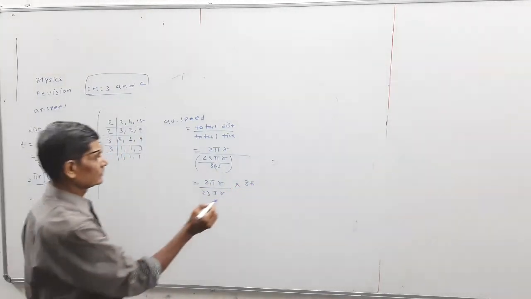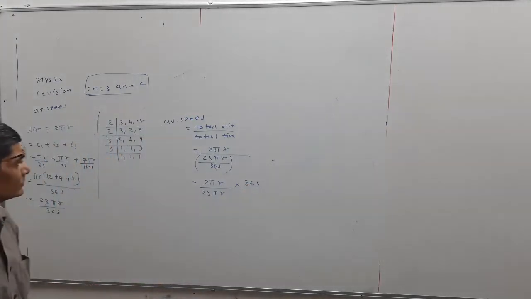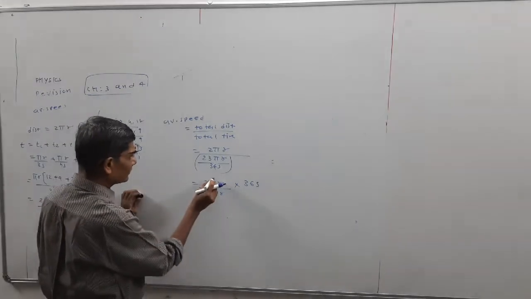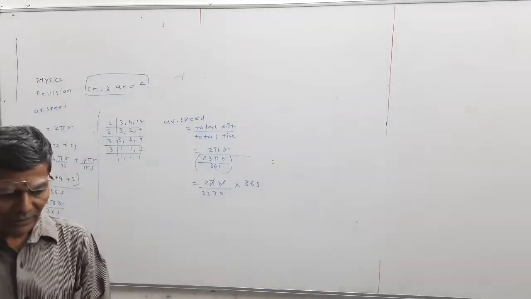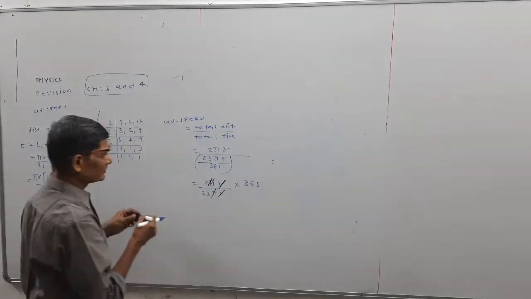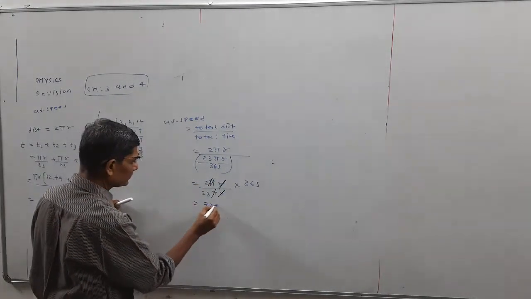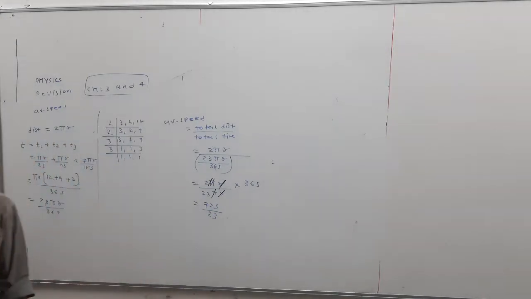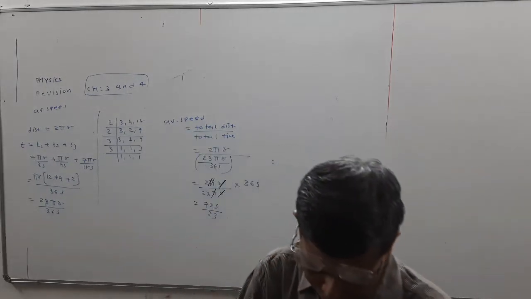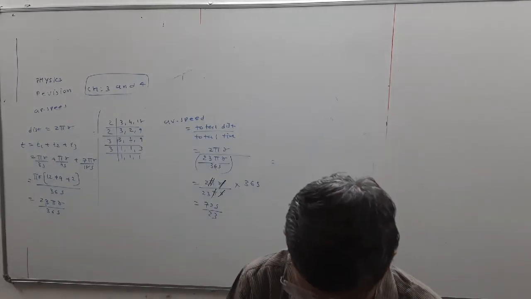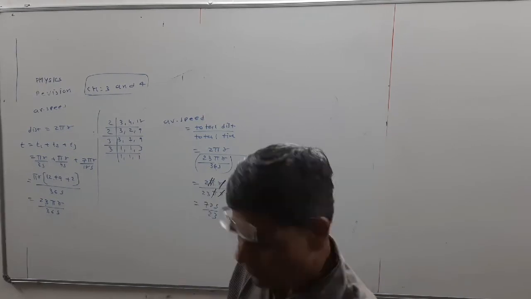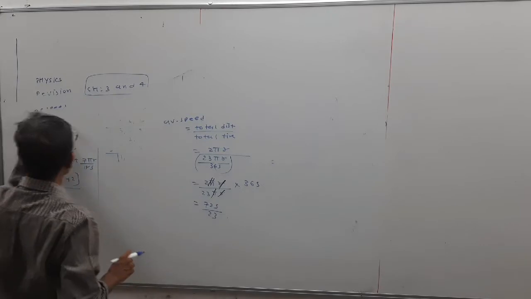Now see, pi and r will get cancelled. So 72s upon 23. What I want to simply show is that the average speed is total distance upon total time, that we have calculated here. Now see the next question.